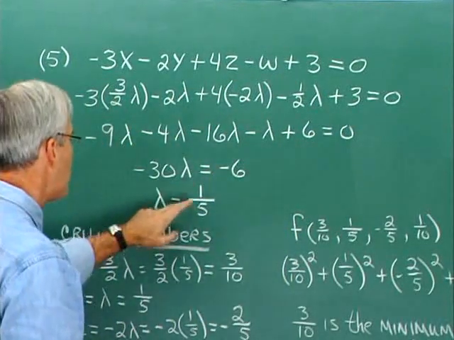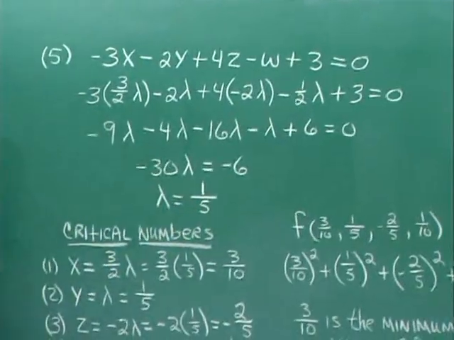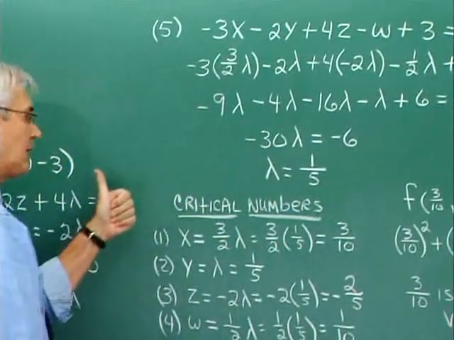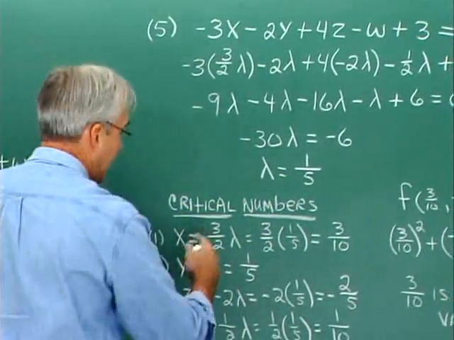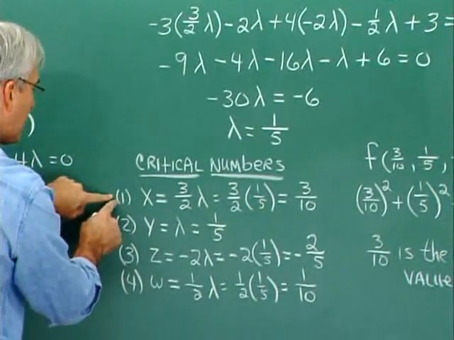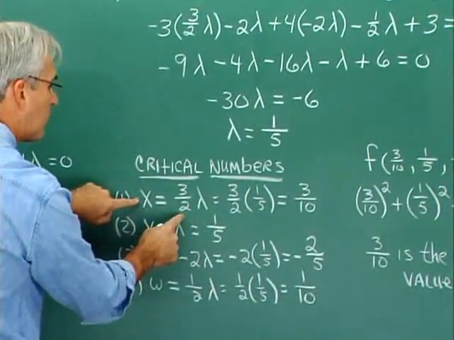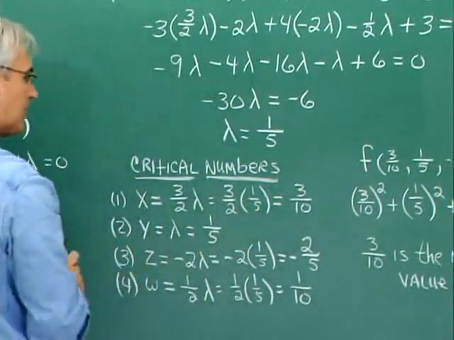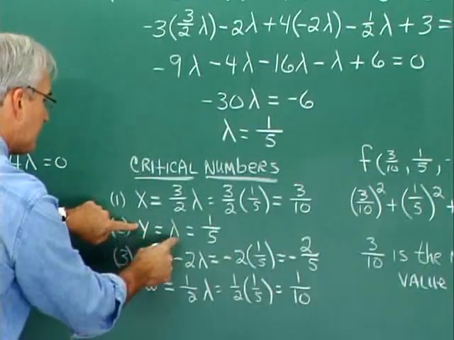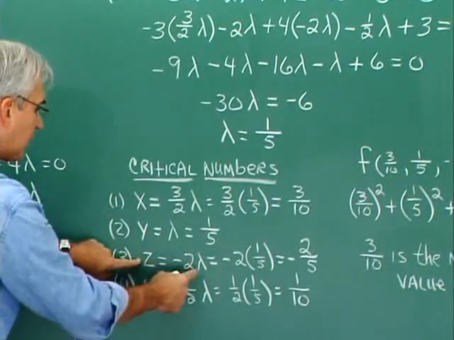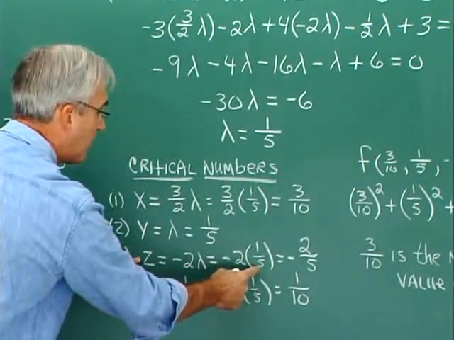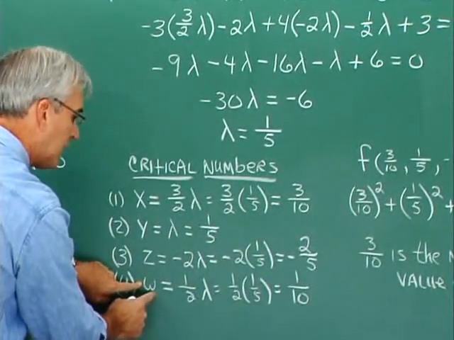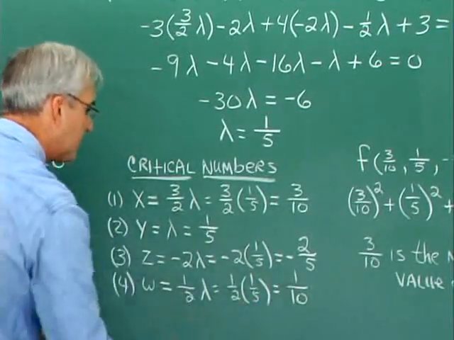I find lambda to be 1/5. And then I do some back substitution. So I substitute this value of lambda back into those simple little equations, and this is what I find for critical numbers. In equation 1, it was x equals 3/2 times lambda. We find lambda to be 1/5, plug it in. We find x to be 3/10. And then y is equal to lambda, or 1/5. z is equal to negative 2 lambda. Replace lambda with 1/5. We find z to be negative 2/5. And so on for w. Replace lambda with 1/5. We find w to be 1/10.